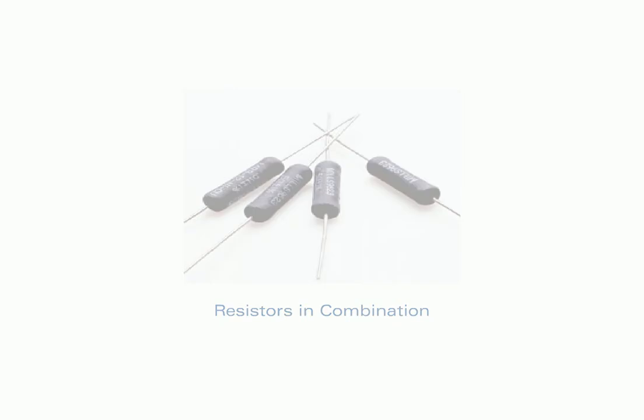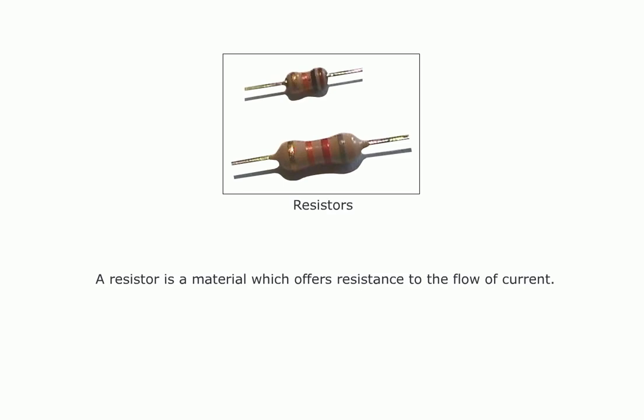In this lesson, we are going to know about the combination connections of resistors. First of all, we have to know about a resistor. What is a resistor? A resistor is a material which offers resistance to the flow of current. That means the material which opposes the passage of current.